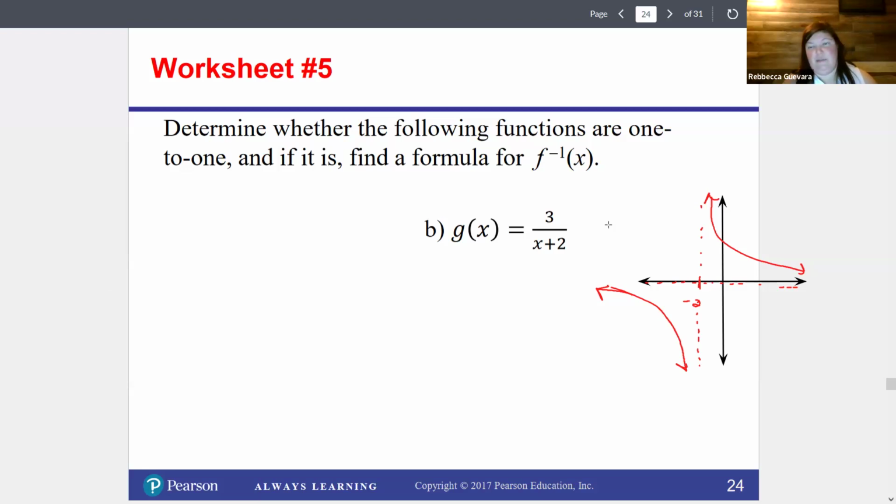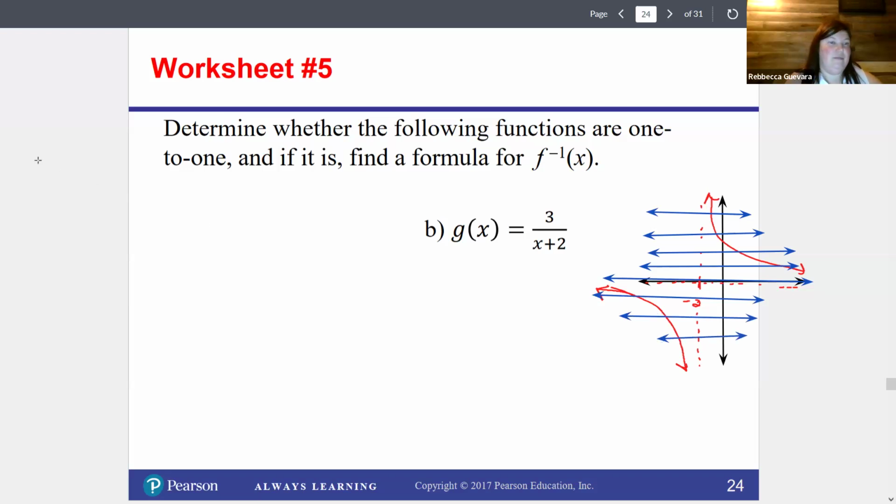What's important here is it's passing that horizontal line test. Sorry, my horizontal lines are not staying very straight. I'll have nothing here. I just skip everything. But as you see, I only ever cross once. So once again, we have a one-to-one function.